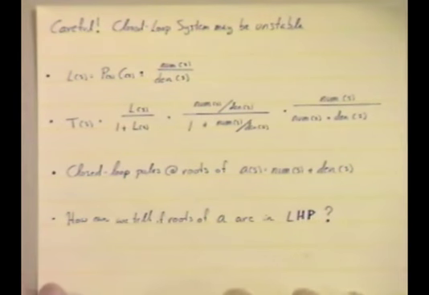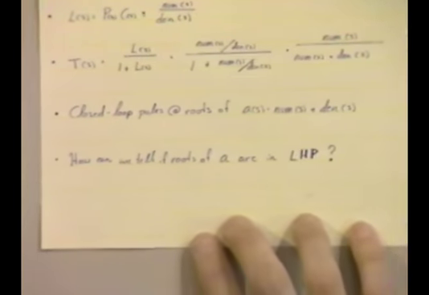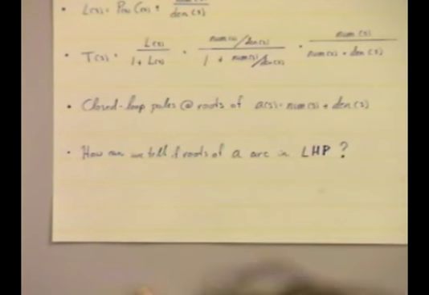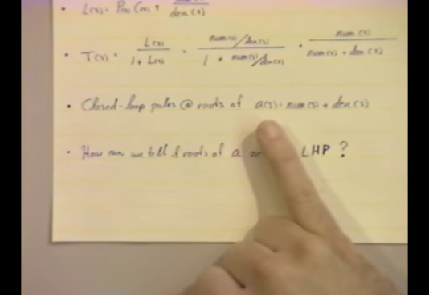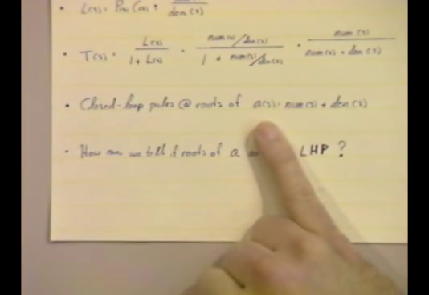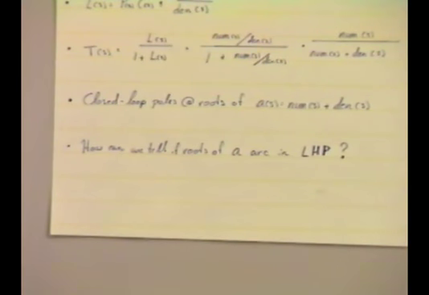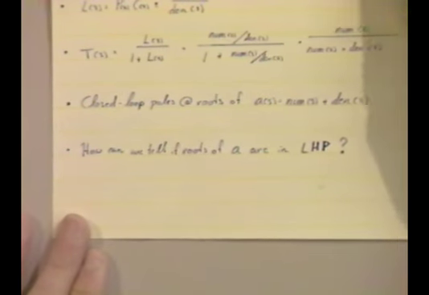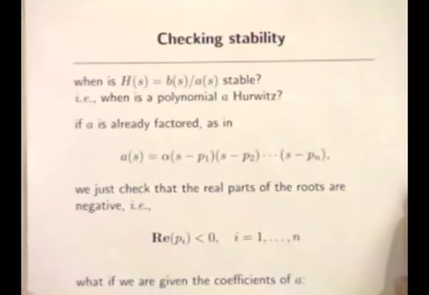I didn't say it as well as I wanted. So the big question now is to find a way of knowing whether the roots of the closed loop transfer function denominator are all in the left-hand plane. And this brings us to where we left off last time in the lecture notes, lecture 12. We're going to discuss now methods for checking the stability of a system.